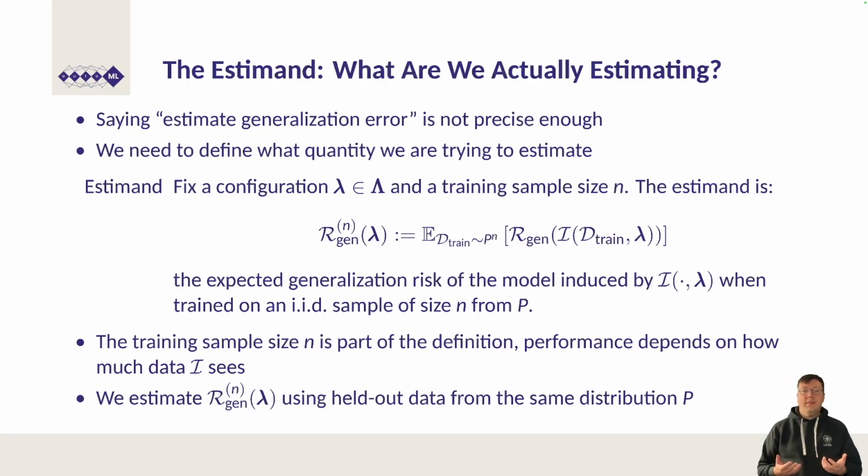Two consequences of this definition are worth highlighting. First, the training sample size n is explicitly part of what we are trying to estimate. A model trained on 500 data points will generalize differently than the same model type trained on 5,000. So the quantity we report is always implicitly tied to the amount of training data used. Second, we need to estimate this quantity using held out data from the same distribution P. Data the model has never seen during training.